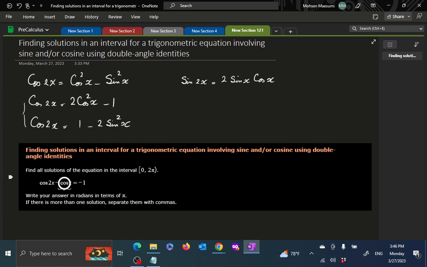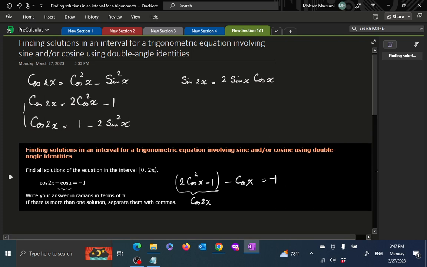Since I have cosine here, I'm going to go ahead and use this one. So everything stays in terms of cosine, as opposed to creating problems for myself and having injection of sine into our problem. So for this cosine, I will write 2 cosine square of x minus 1. Okay, so this is all sitting for cosine of 2x. Then minus cosine of x, that's the second piece, is equal to minus 1.